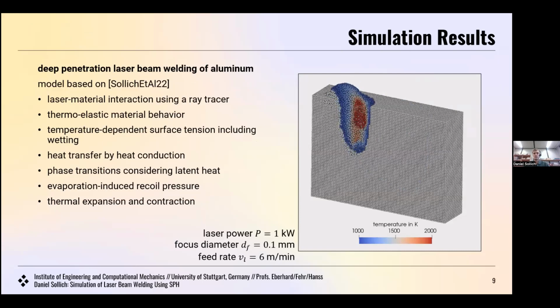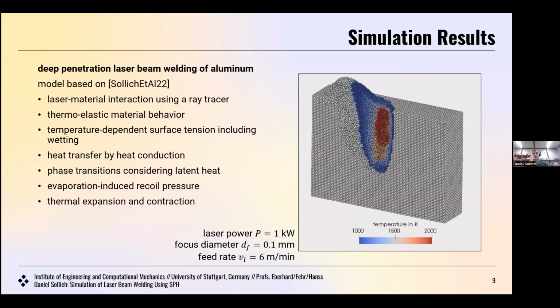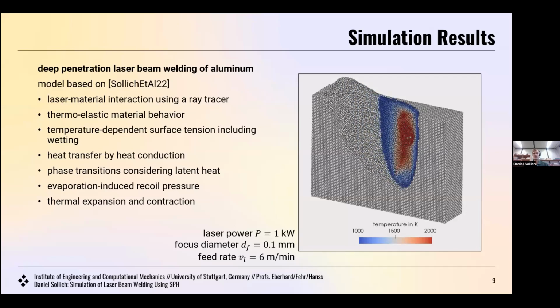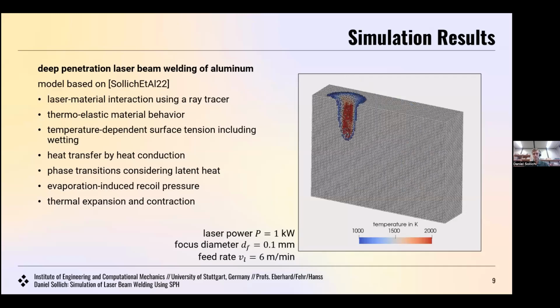We have heat transfer by heat conduction. For the phase transitions, we apply the enthalpy method, which also considers the latent heat of fusion and evaporation. Then we have an evaporation-induced recoil pressure. And last but not least, we also consider thermal expansion and contraction of the material.